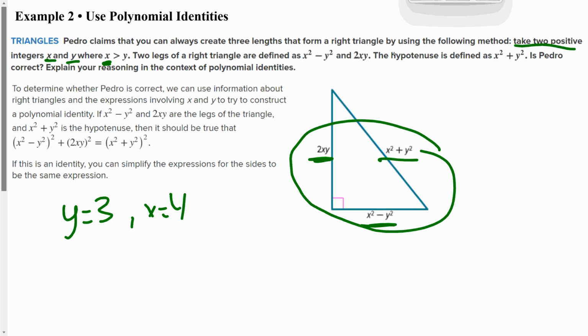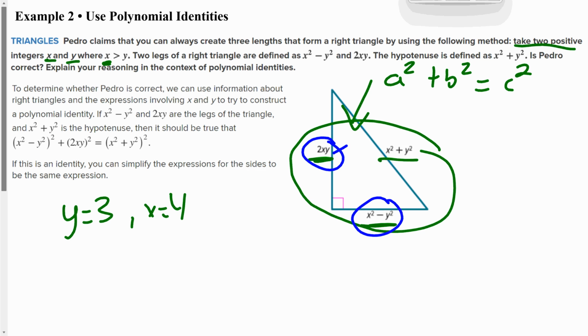So we know one thing about a right triangle, maybe the one thing that you always remember, is the Pythagorean theorem, a squared plus b squared equals c squared. Right, so as long as I have three sides, I can test it by plugging these in, right? I could put in 3 and 4 and see if that works, and I would get 5 for my c squared. So let's test these in the Pythagorean theorem.